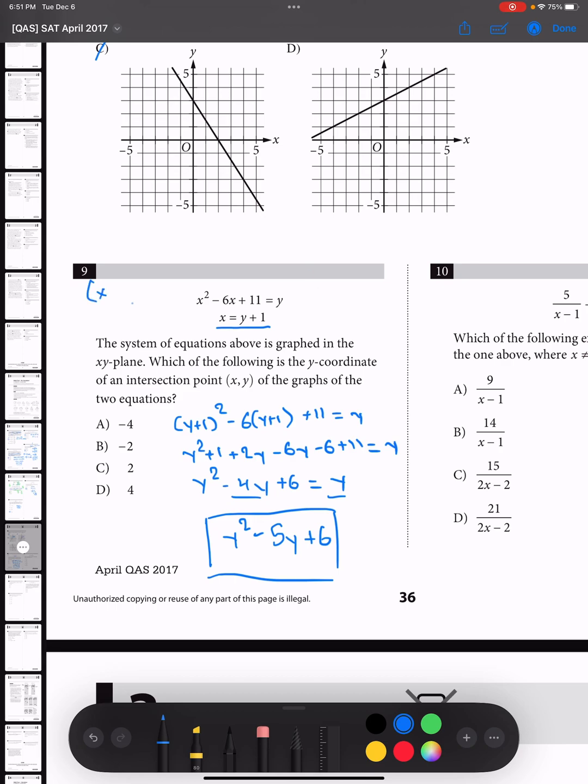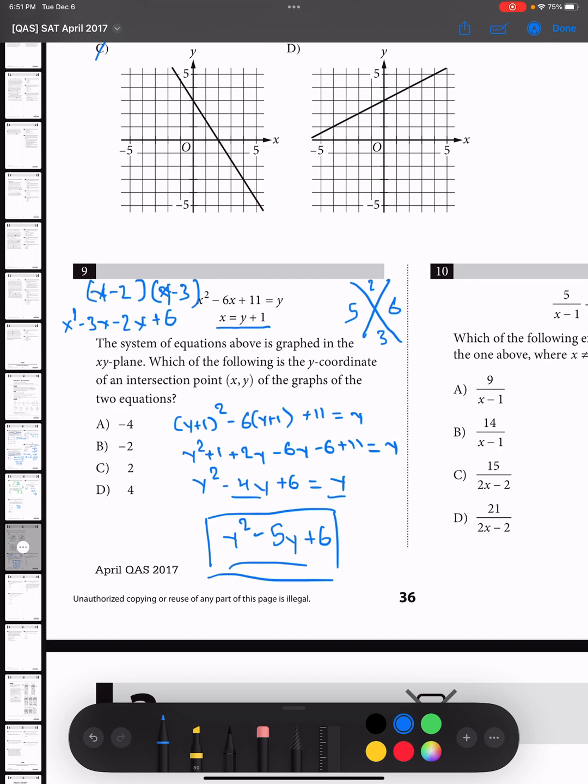We have one negative, which means one's going to be a plus and one's going to be a negative. So if I see that we have 5 and 6, we can use 2 and 3. 2 times 3 is 6, and 2 plus 3 is 5. But since it's negative, I'm going to put negative 2 and negative 3. That'll give us y squared minus 3y minus 2y plus 6, and that does give us this equation. This is actually y, not x.